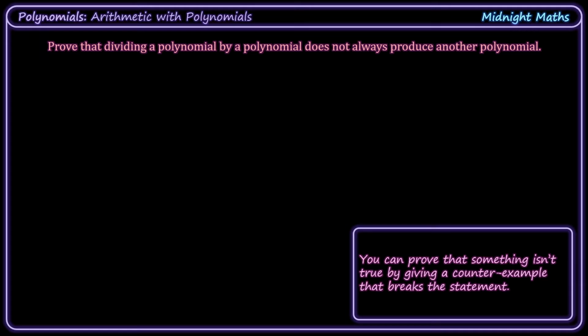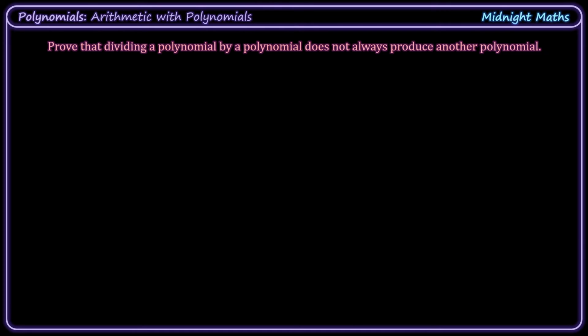And I've just got a little tip here. The question is asking us to prove that something isn't true. And you can prove that something isn't true by giving a counterexample that breaks the statement. You don't have to write a complicated proof, you just need to give one example where this statement is incorrect. So we have to give an example where one polynomial divided by another polynomial is not resulting in a polynomial.